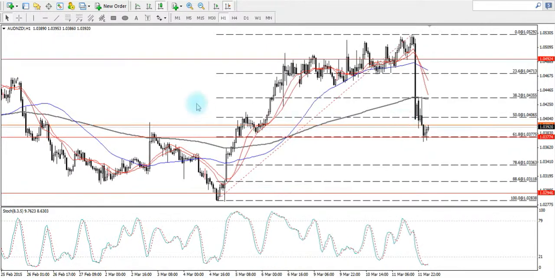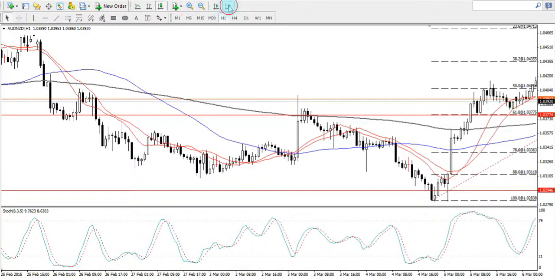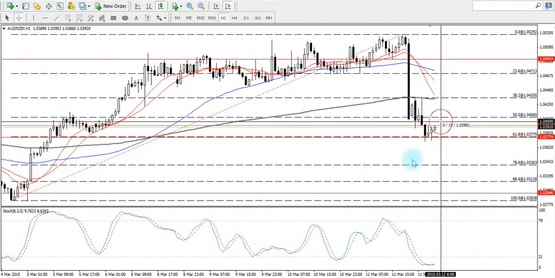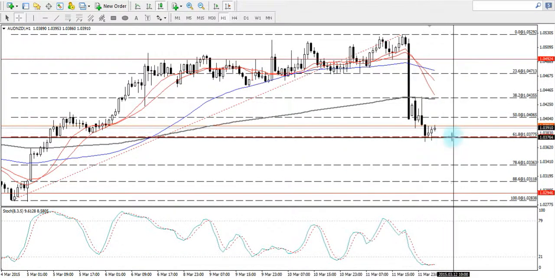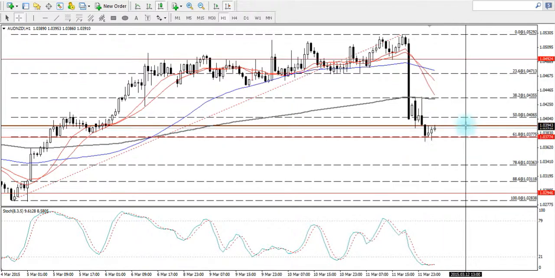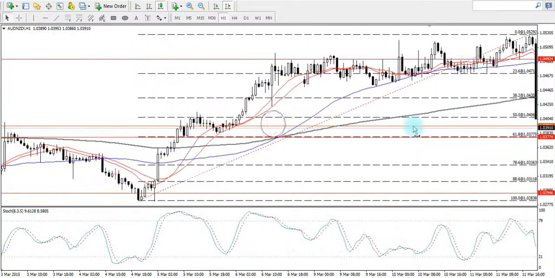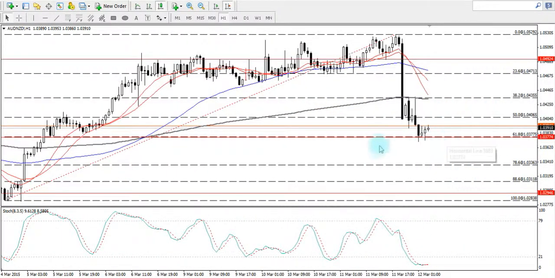And finally, we have the Aussie against the New Zealand dollar, which fell and retraced all the way back to the retracement level of 61.8%, and got supported with a reversal candle. So this could be an opportunity to go for a long. Personally, I'll be waiting for price to come down again. If it gets supported once again, then that would be an opportunity to go for a long trade. Stochastic has also suggested oversold.